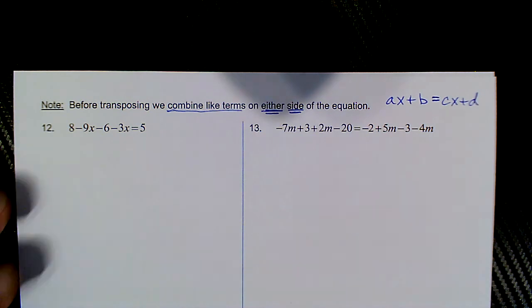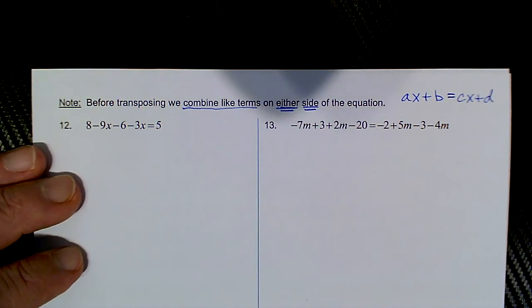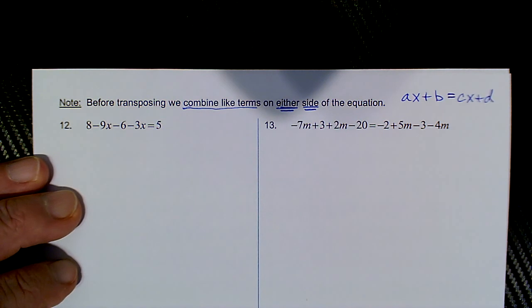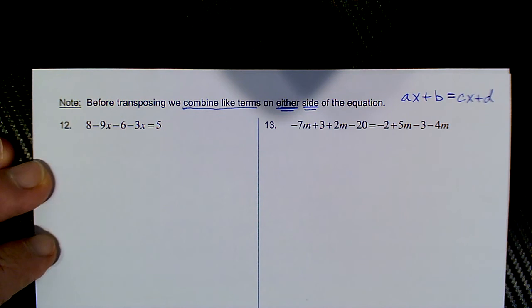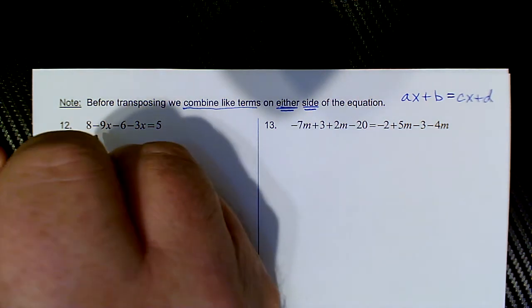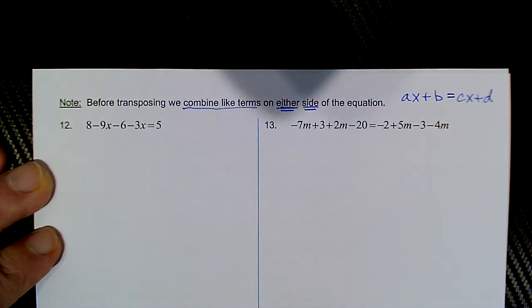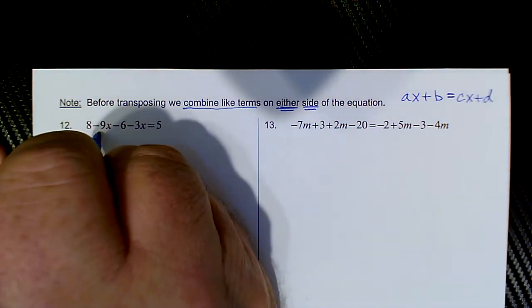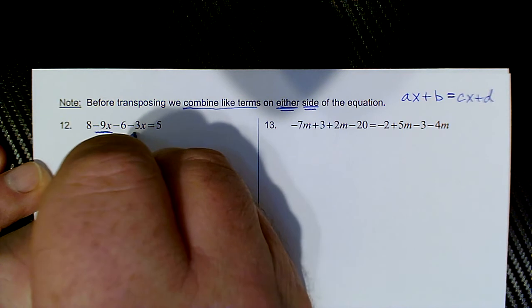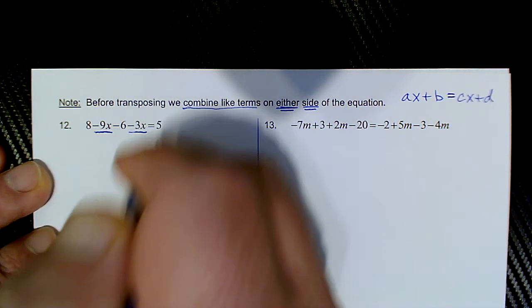So remember that like terms are x's with x's, m's with m's, n's with n's, or numbers with numbers. We can't combine variables and numbers. And I'm going to use the underlining method to combine the like terms. I'm not going to recopy, I'll just notice, and we typically will want to combine the variables first. So looking at this, I see a negative 9x and a negative 3x.